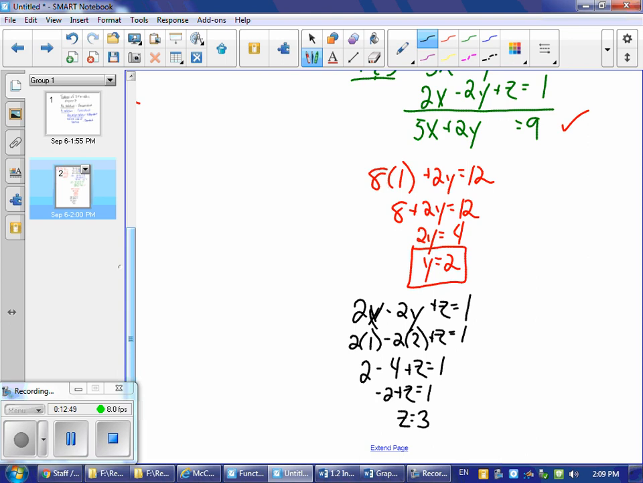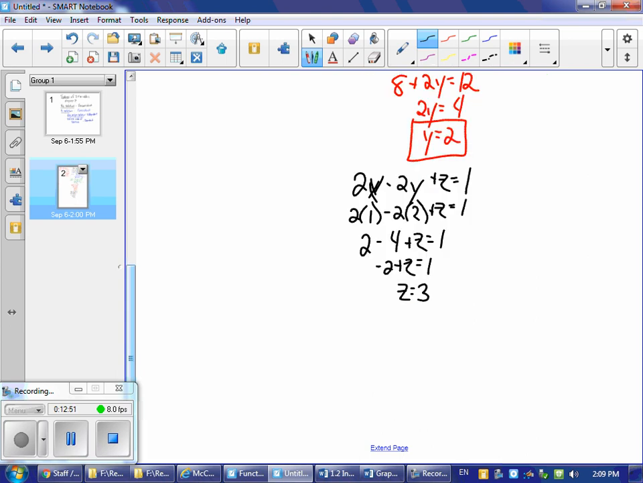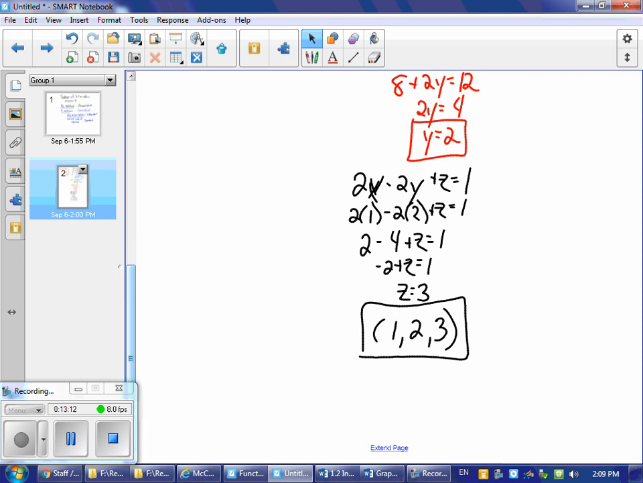So ultimately, our solution is the ordered triple: x is 1, y is 2, z is 3. Okay, that is a point. It's a 3-dimensional point, but it is a point where you have an x, y, and a z value. What does that look like geometrically? Well, here's the answer to that question.